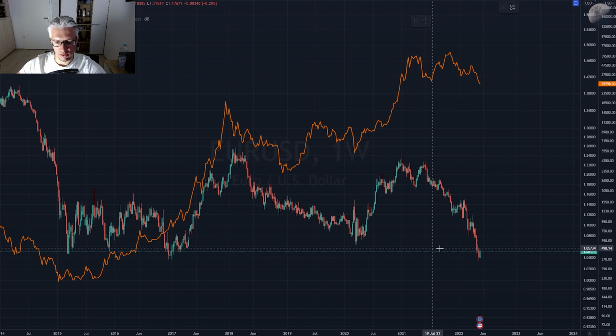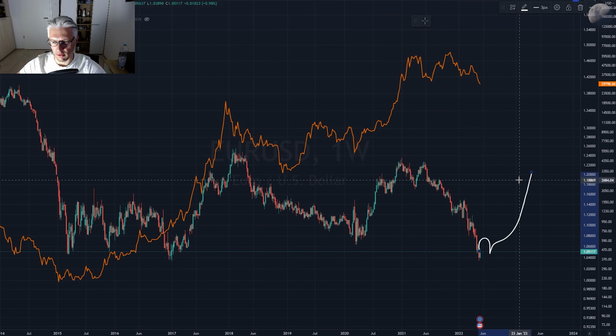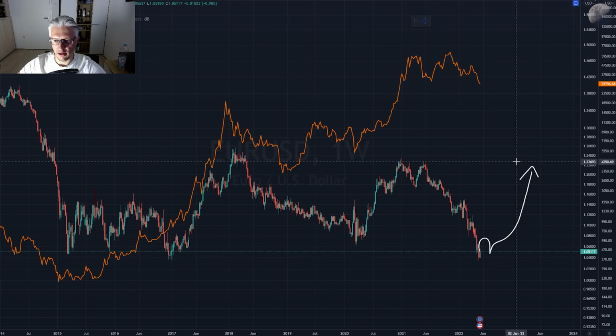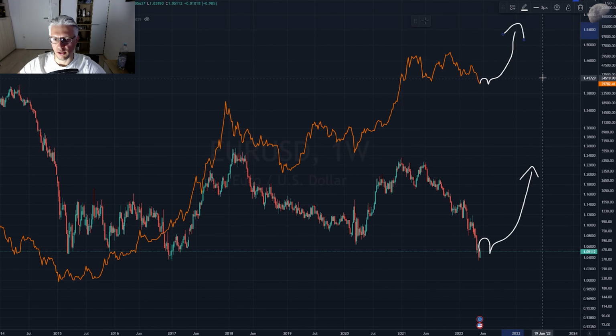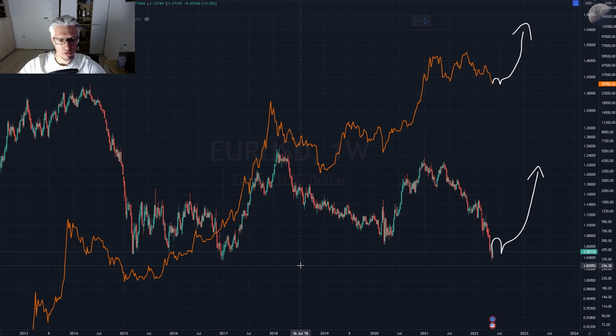The euro is testing the support multiple times. We said we get a back test, rebound, and then the Euro USD goes higher. Well, we can imagine that Bitcoin would do something similar. Rebound, back test, and off to new highs, because we can see that while the Euro USD stays flat or goes sideways since 2015, Bitcoin is of course an asset that sees large scale adoption and is kind of fundamentally different from a fiat currency, right?